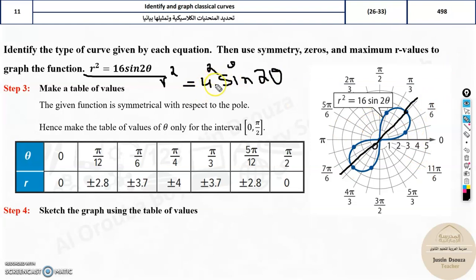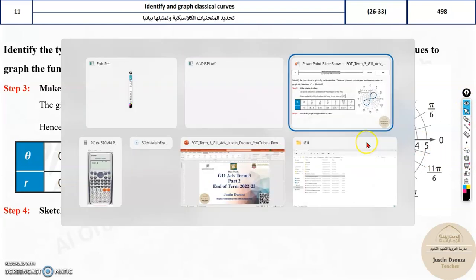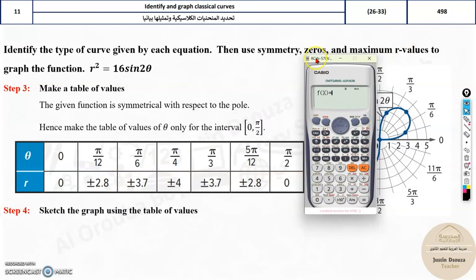Now this 4 means the radius. See, it's 4 squared, right? From here to here it will be 4. And then it's sine 2 theta, so obviously the maximum distance would be 4. That's it. So you can easily find it. Otherwise, there's one more method. Take out your calculator.